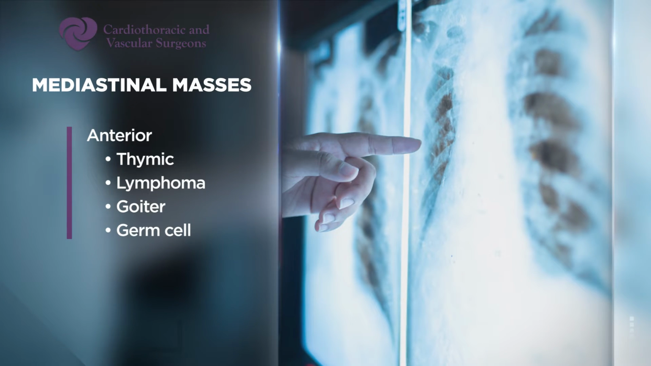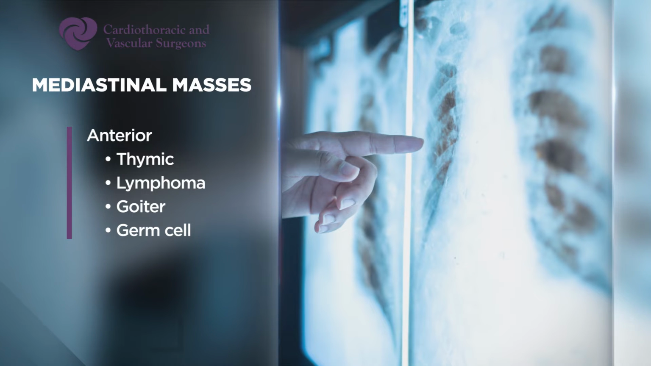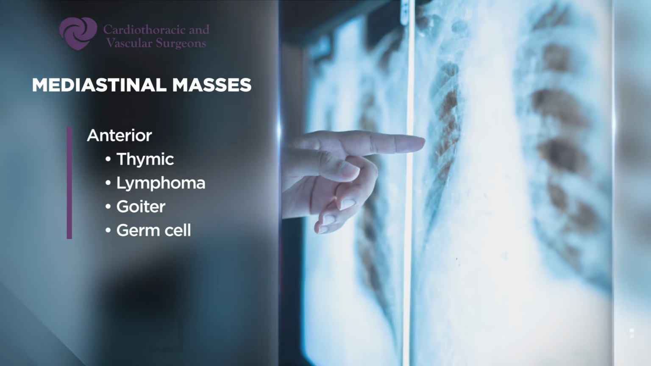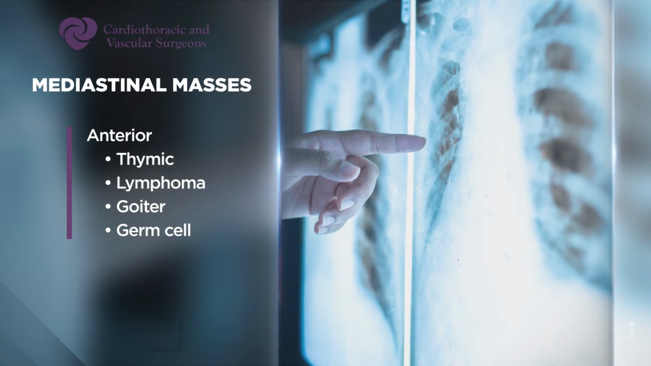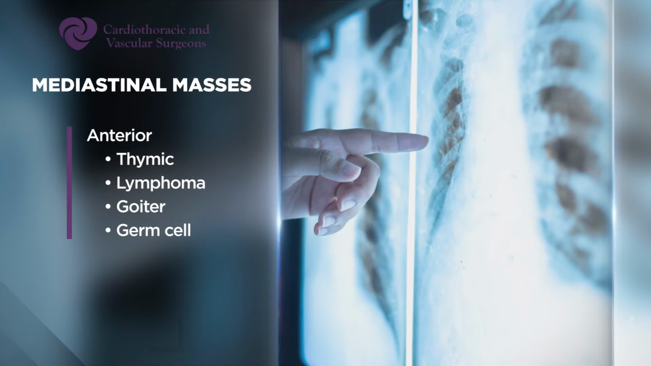You can also get lymphoma. You can have thyroid goiters start to come down into the anterior mediastinum. And then the last type of mass that we will commonly see is something called a germ cell tumor. That is also commonly referred to as a teratoma.